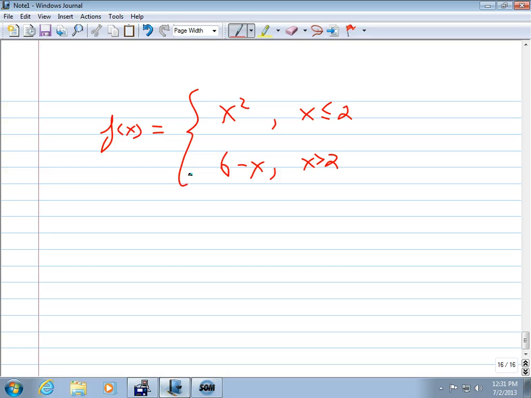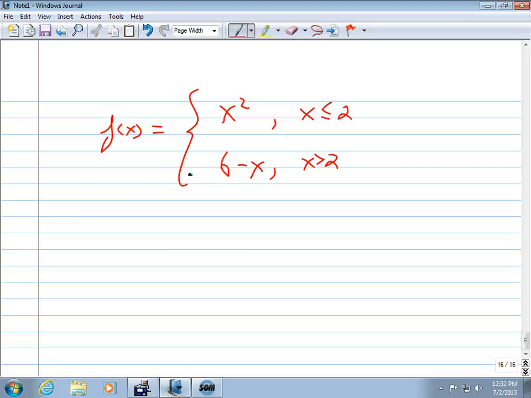X squared looks like a what? Do you know what y equals x squared looks like? A parabola, right? So it's parabolic when x is less than or equal to 2. And you know what 6 minus x looks like. Y equals 6 minus x is a line with a y-intercept of 6 and a slope of negative 1. Okay. So it's a piecewise defined function with 2 branches. You could have 3, 4, 5 branches, whatever.